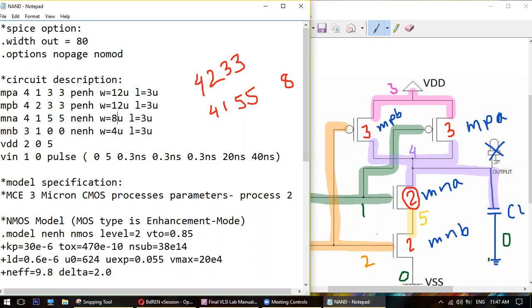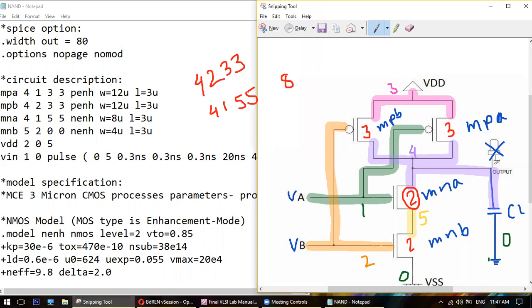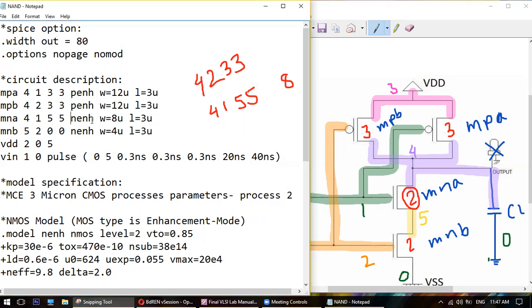Next one, MNB: 5, 2, 0, 0. Understood? Why? Because drain is 5, gate is 2, source is 0, body is also 0. And the sizing will be 8. Now, your VDD, where is the VDD connected?